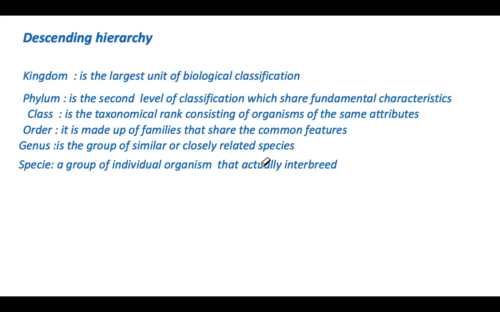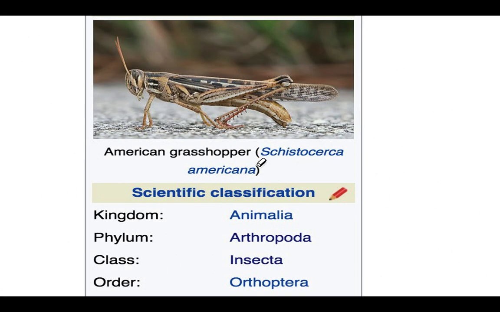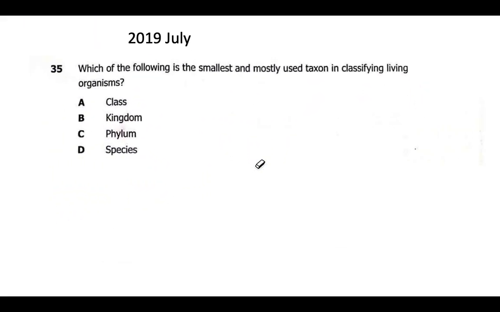So we have that. And then now we look at some questions. They can ask you questions on the hierarchy system. This is one sample question that can be given. July 2019: which of the following is the smallest and the most used taxon in classifying living organisms? The smallest taxon, if we look back, is the species. The species is the smallest taxon, so we have to take note of that.